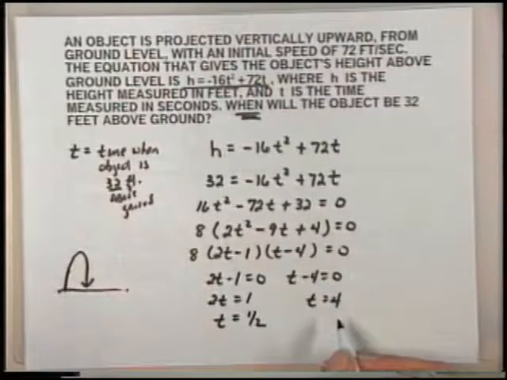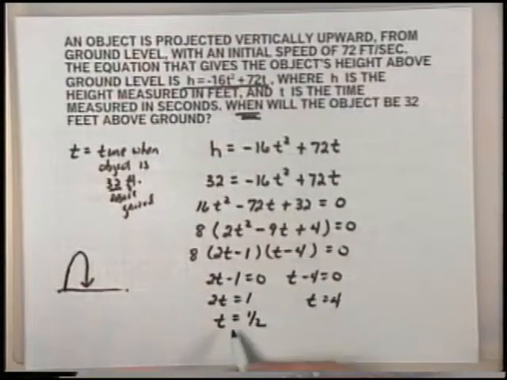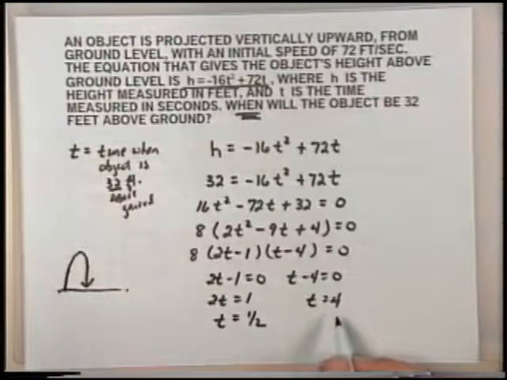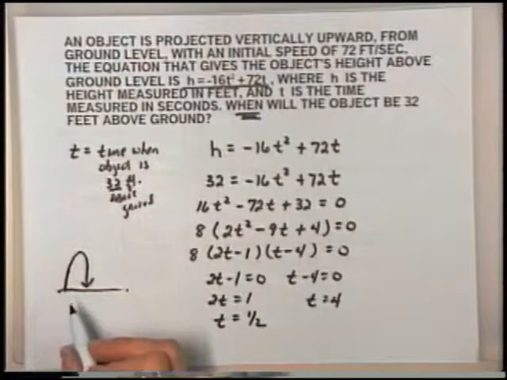Is it appropriate to have two possible solutions? I might mention that had we gotten one of these numbers to be negative, we would not use it because time in seconds cannot be negative. These are both positive answers.